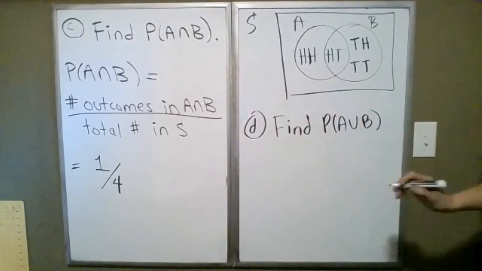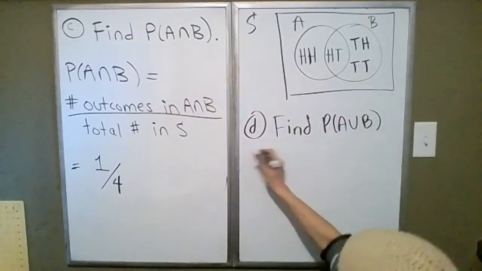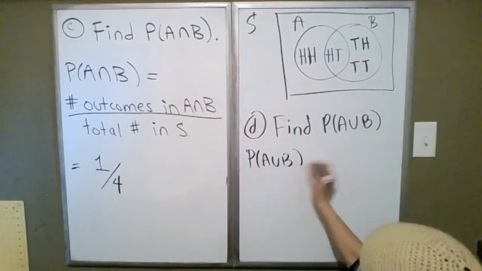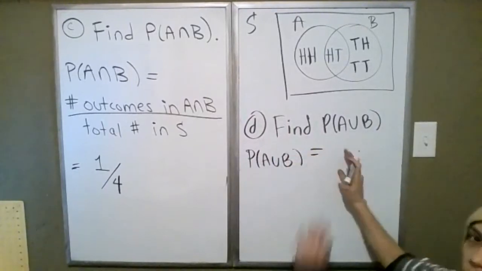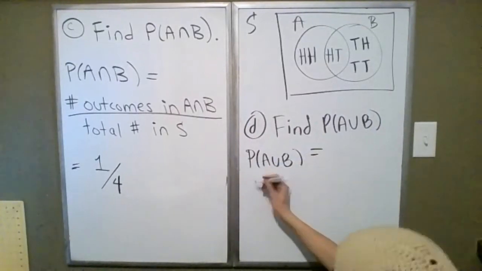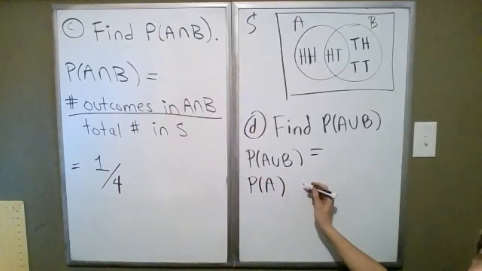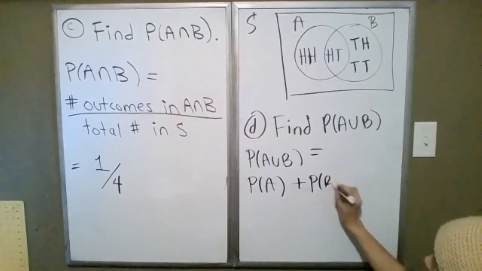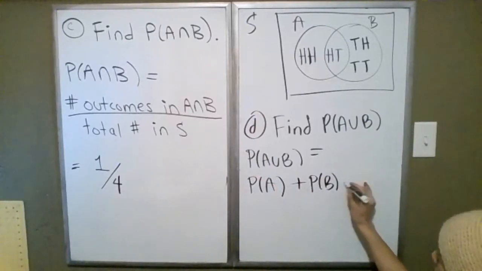So I'm going to use the general addition rule. Take this probability, it is equal to, we're going to go down here, probability of A, and then add the probability of B. You have to subtract probability A intersect B.